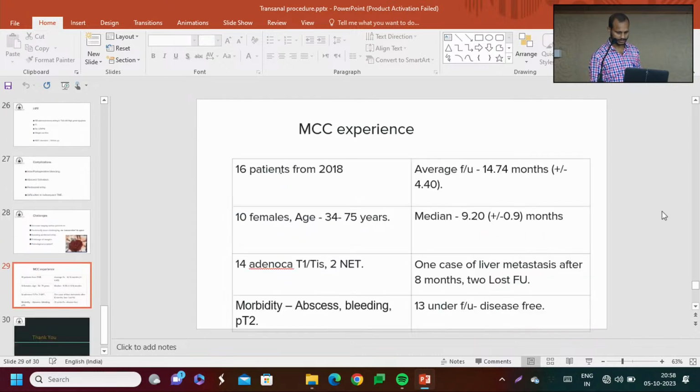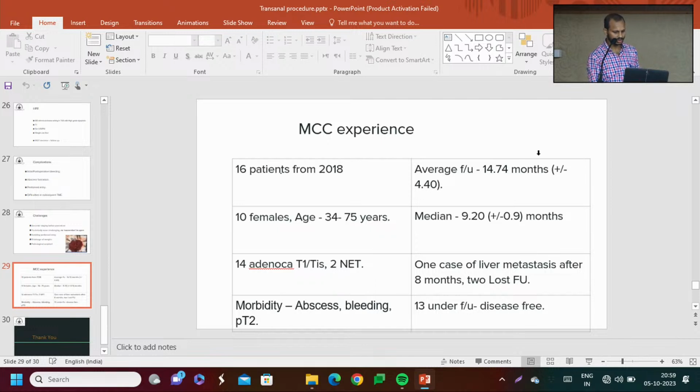So far in MCC from 2018, we have done 16 cases. 10 females, age ranging from 34 to 75 years. 14 of those cases were adenocarcinoma T1 or T in situ, and 2 were neuroendocrine tumors. We had some morbidity. One patient had a rectal abscess. One patient had bleeding, which occurred 2 days later, which required blood transfusions. And one patient had a pathological surprise, that is pT2 in the histopathology.